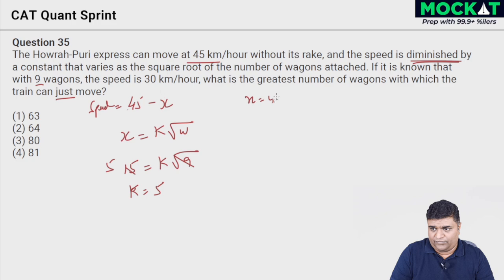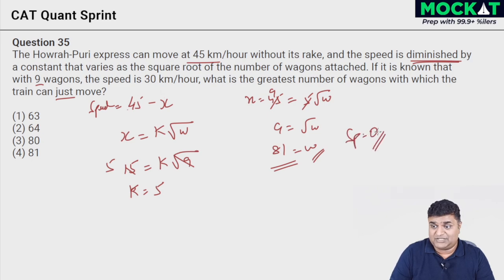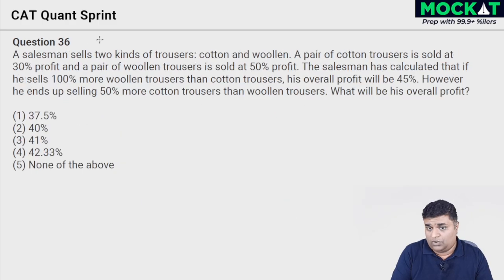So if x is equal to 45, which is nothing but k root w, and k we have found to be 5, what is root w going to be? 9 equals root w, square both sides, and you get w equals 81. Which means if there are 81 wagons, x is 45, and the train never moves. You add more wagons, the train is going to get slower. At 81 wagons, the speed is 0, it just doesn't move. So for it to move, you have to reduce this by 1, and it will just about move at 80 wagons.